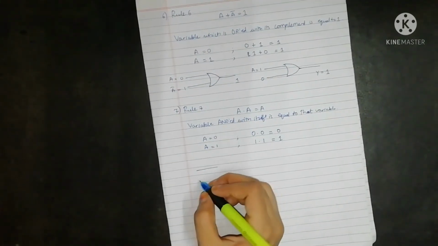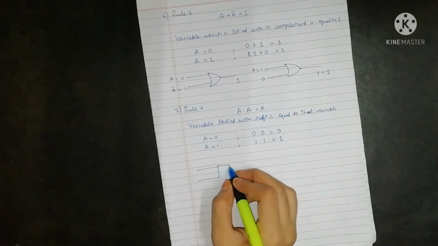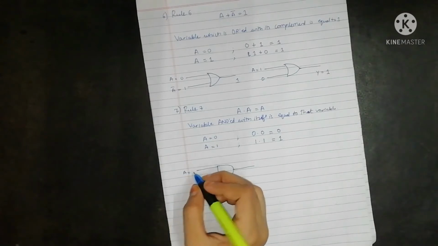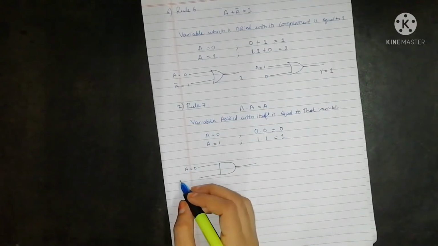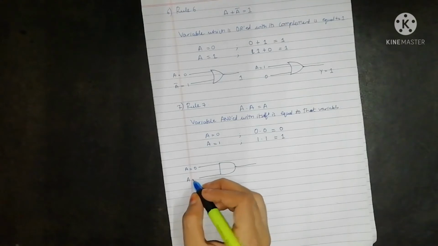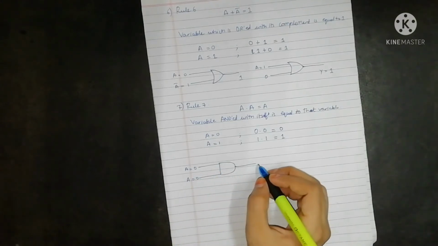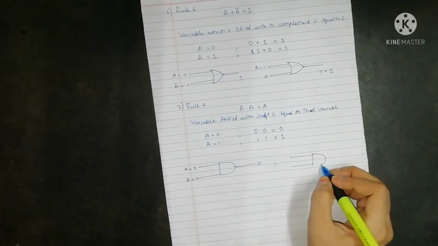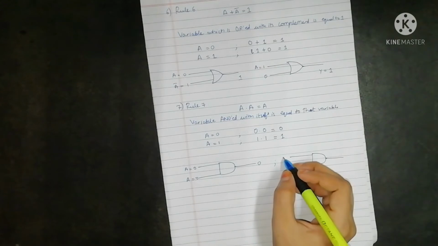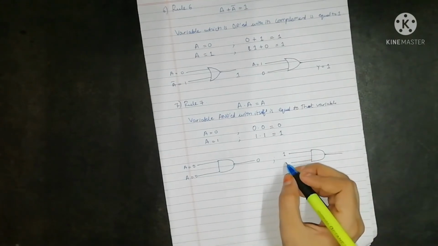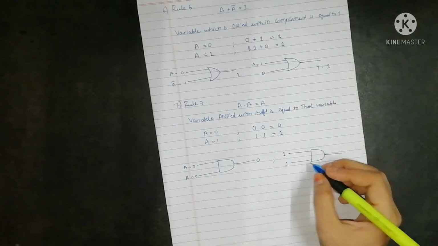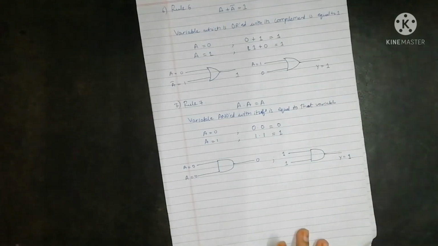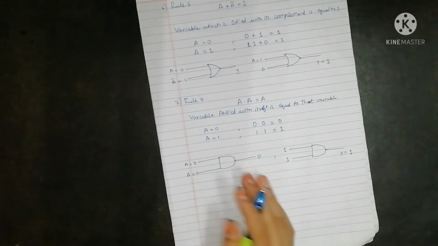In terms of logic gate, take an AND gate, supply the inputs: the variable is 0 and we are ANDing it with itself, so here also the value will be 0, 0 into 0 is 0. In the next case, take the variable as 1, AND it with itself, that is 1 on this input also, so the output is 1 into 1, that is 1. This is rule 7 of the logic gate.